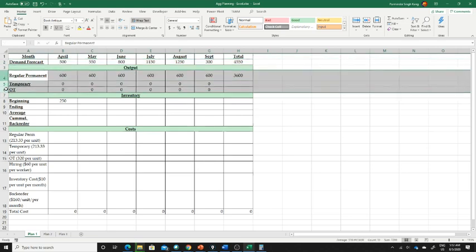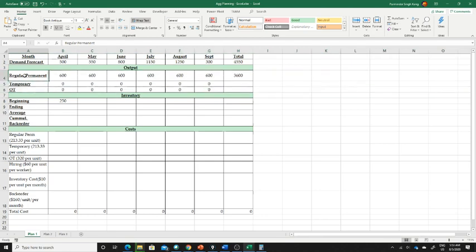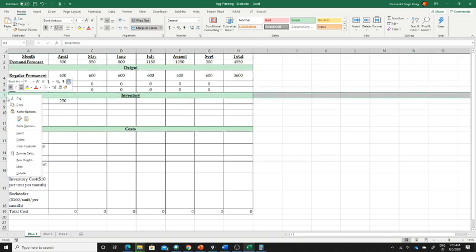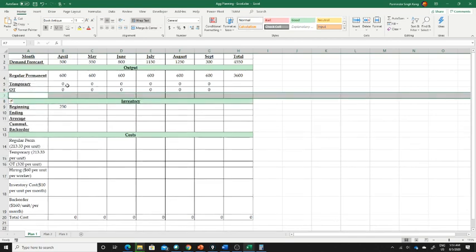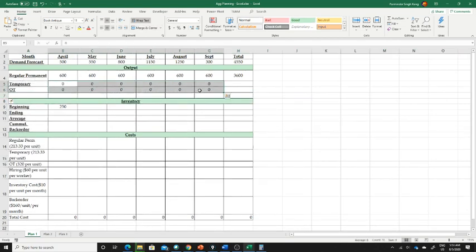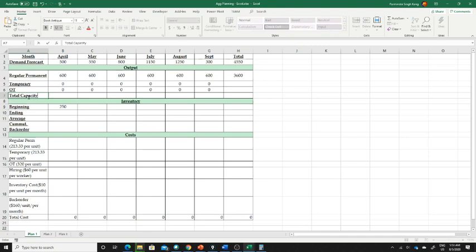From row number 4 to 6, we have available capacity with the regular permanent workforce, with temporary workforce, as well as overtime. So what I always do, I always consolidate my capacity. Yes, we know at this point we don't have any temporary or overtime workers, right? But if you use this approach, you can apply the similar mechanism when it comes to using temporary and permanent workers. So I'm going to call it total capacity, which is simply the sum of all the available capacity.